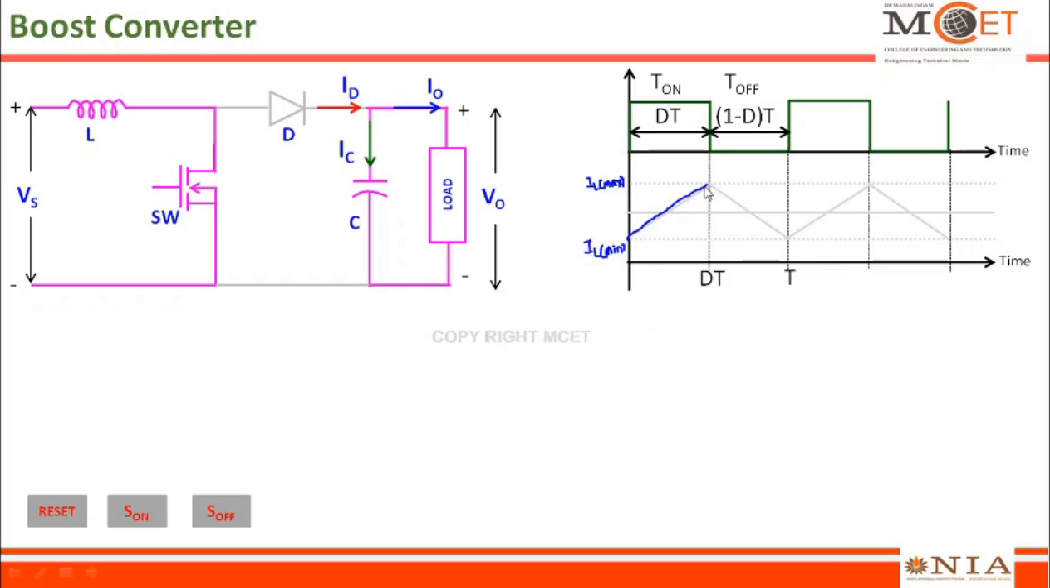Once the current has reached its maximum value, I am going to turn off this switch SW now. So once I turn off this switch, what is happening? The energy which was stored in this inductor when the switch was on is now discharging into the load.